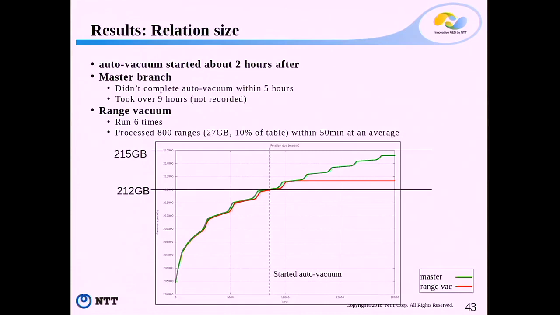But in the range vacuum branch, range vacuum ran 6 times, and each range vacuum processed 10% of the table within 50 minutes on average. So as a result, in the range vacuum branch, table bloating has stopped. The green line shows the master branch, and the red line shows the range vacuum branch.